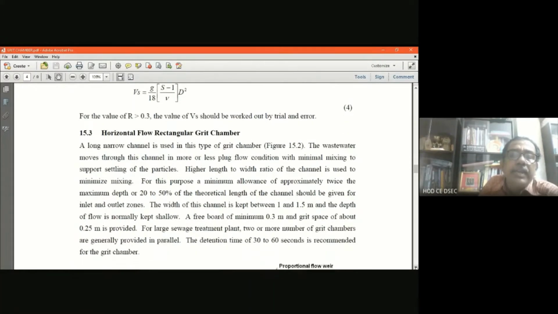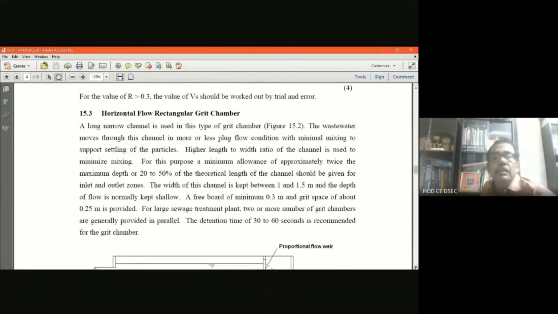Now, the horizontal flow rectangular grit chamber. It is basically a narrow, long channel where plug flow is considered. What is the significance of plug flow? More or less, the plug flow condition is assumed. That means minimal mixing to support settling of the particles. Since settling takes place, the plug flow condition with minimal mixing is applied here. So a higher length to width ratio of the channel is used to minimize the mixing.